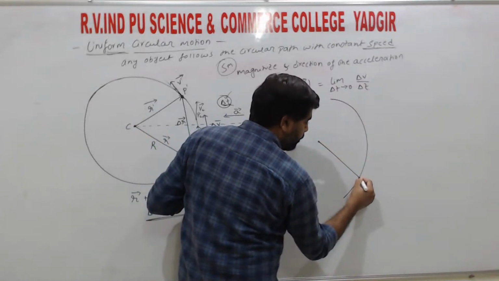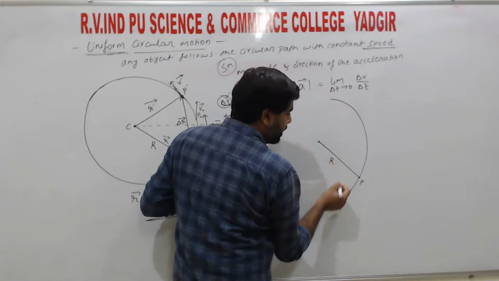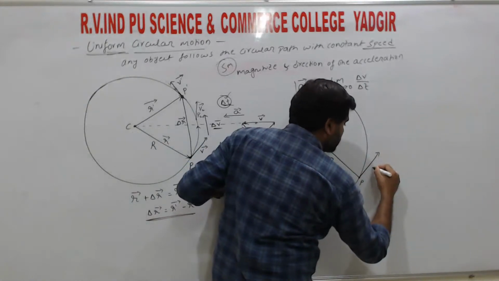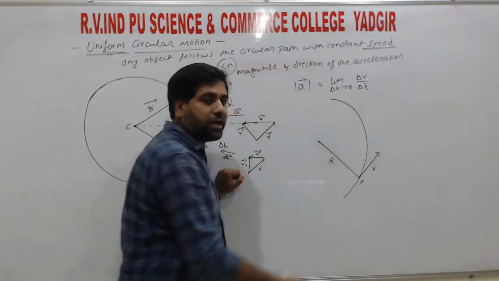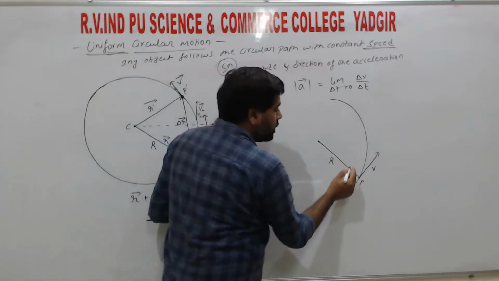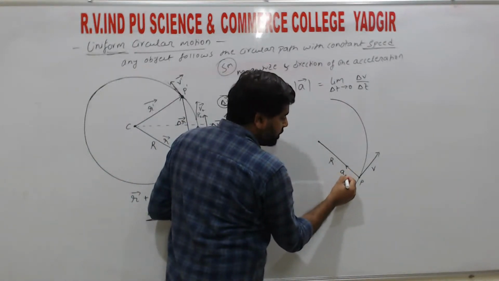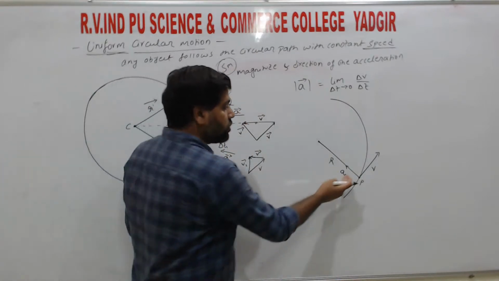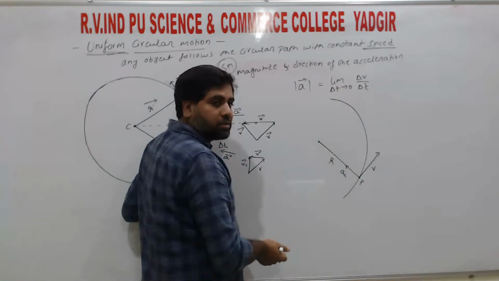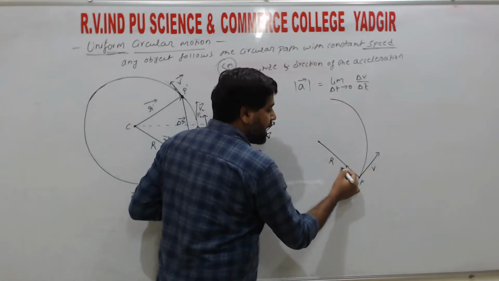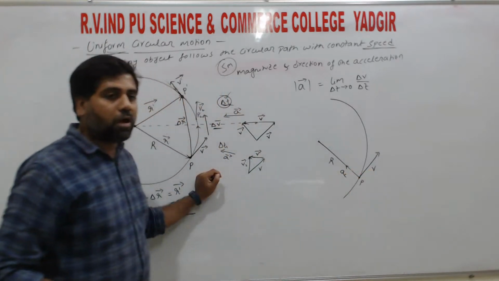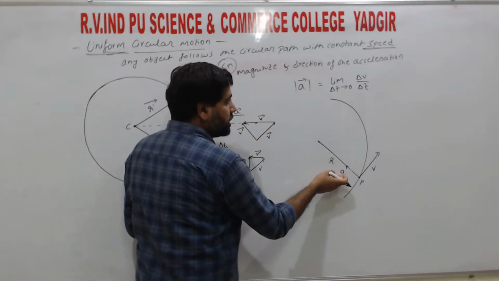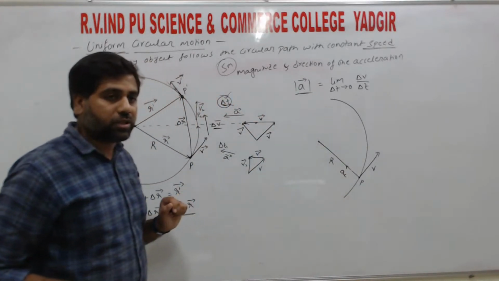So this is point P, where R is the radius of the circle. At this point we have the velocity V, the instantaneous velocity at the point P. The direction of the acceleration is in this direction. That acceleration we call centripetal acceleration, which is always towards the center of the circle. That means velocity and acceleration are perpendicular to one another. So this is the final representation to find the acceleration.